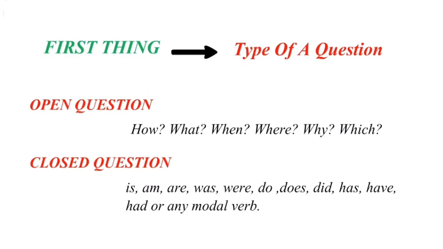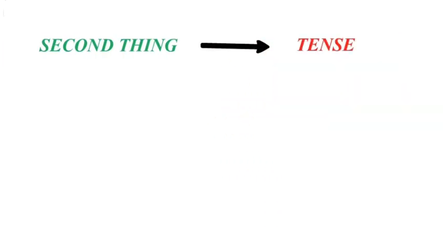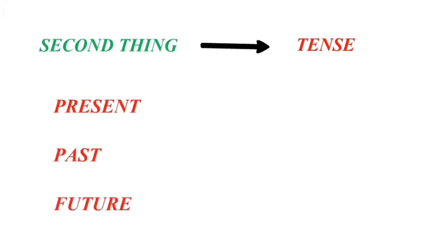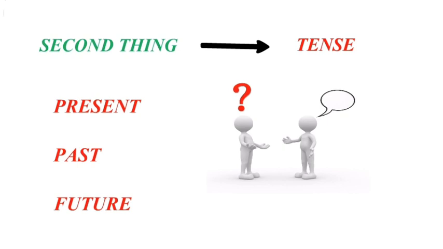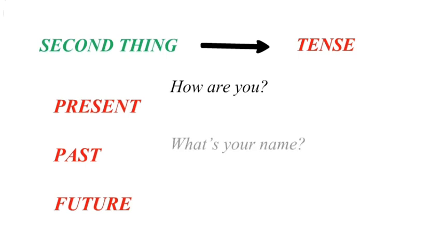So first you have to recognize which type of question this is, and second you have to recognize the tense of the question, whether the question is in present or past or future. Tenses play an important role in this Q&A skill because whatever tense you are using in the question, the same tense has to be used in the answer to that question. For example, if somebody is asking you, how are you? What's your name? How have you been? All these questions are in present and your answer also has to be in present.